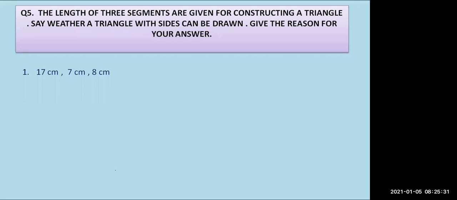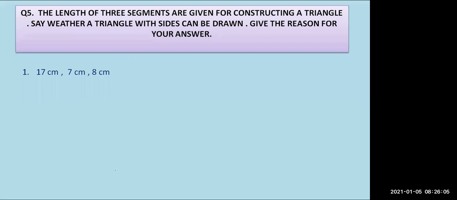Now let's see what I'm going to ask you next. The lengths of three segments are given for constructing a triangle. Say whether a triangle with these sides can be drawn. Give the reason for your answer. Now we are going to jump to the property of triangles that we have studied. We have studied two properties of triangles. Out of that, this is the second property. With the help of the second property, we are going to solve this.